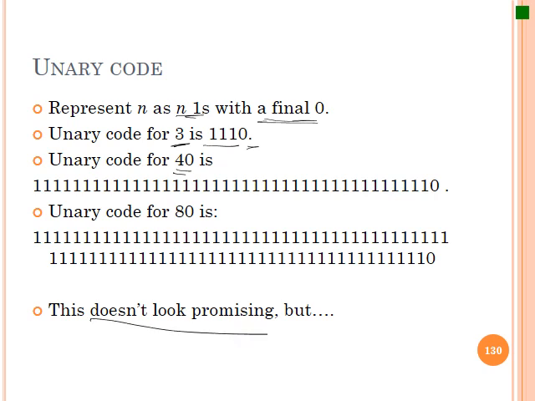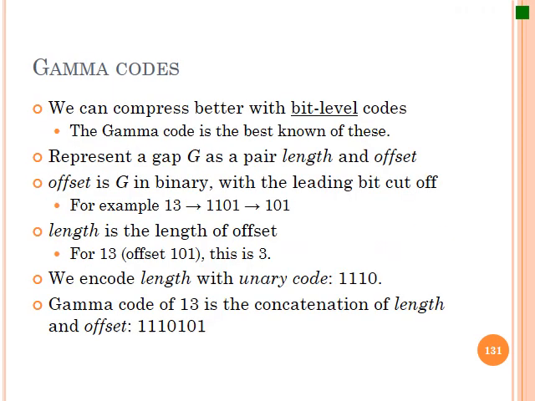But this doesn't look very promising, right? Because for even a small number like this, you end up with very long strings of binaries. However, we can improve that by using something called gamma code. You can compress better with bit level codes. Gamma code is one of such bit level codes. So you represent the gap G as a pair of length and offset. The offset is G in binary with the leading bits cut off.